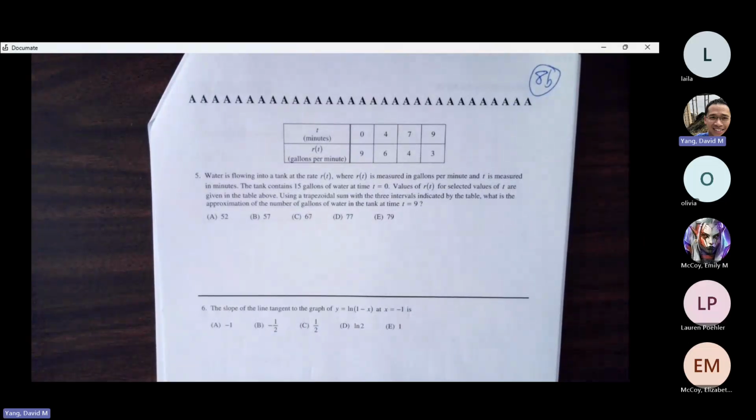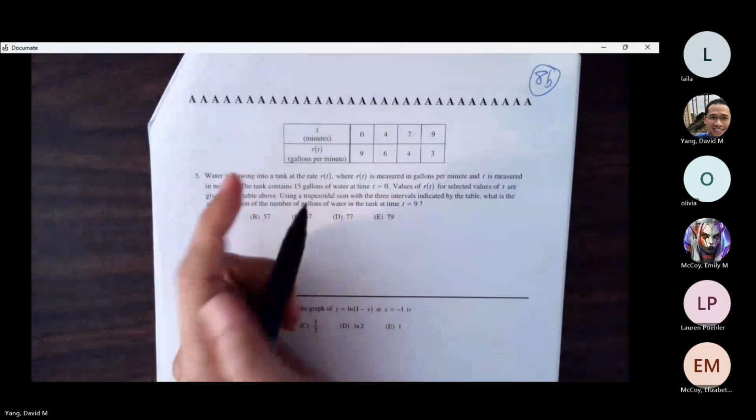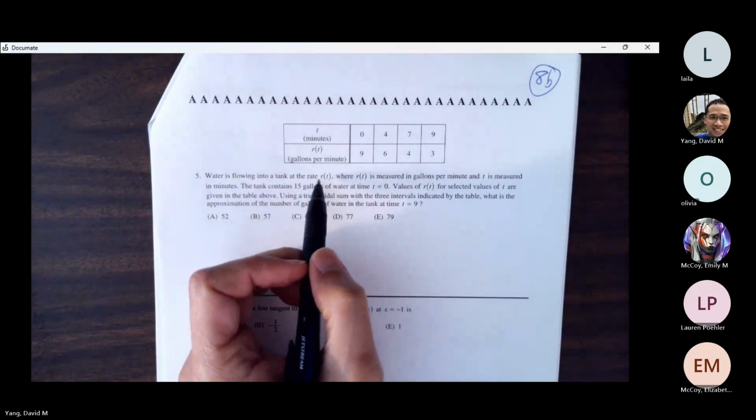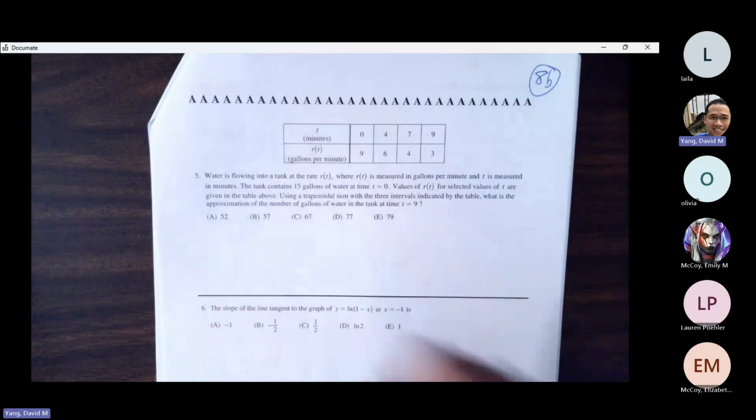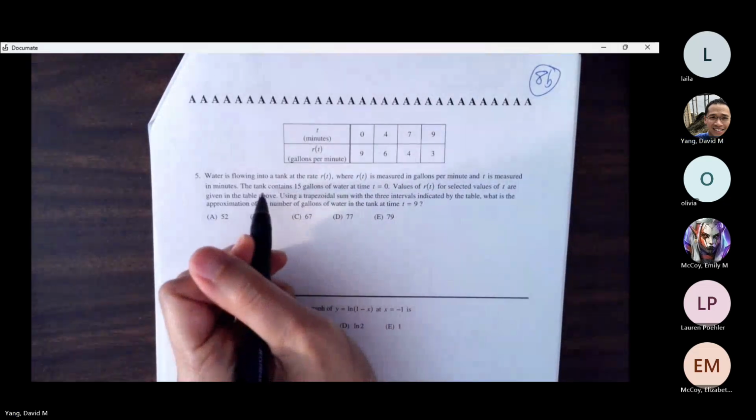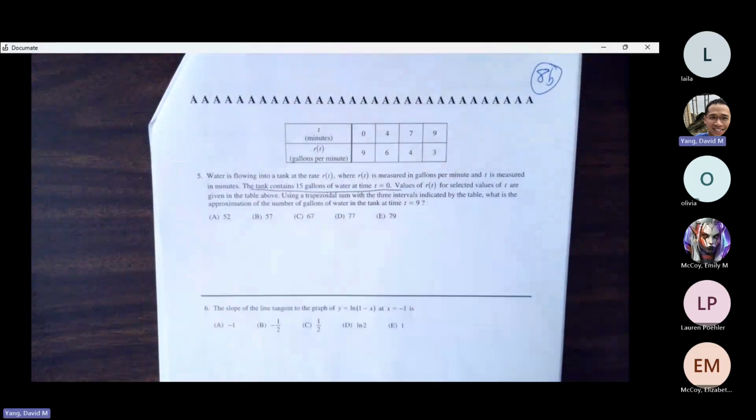Continuing on page 8. Number 5, water is flowing into a tank at a rate of R of T, where R of T is measured in gallons per minute and T is measured in minutes. The tank contains 15 gallons of water at time T equals 0. Yeah, that's important information here. Values of R of T for selected values of T are given in the table above. Using trapezoid approximation, trapezoid sum, with 3 subintervals, as indicated by the table, what is the approximation of the number of gallons of water in the tank at time T equals 9?